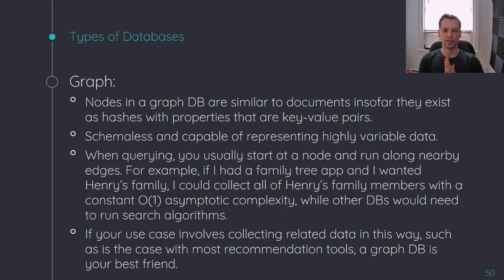So nodes on a graph database are similar to documents insofar as they exist as hashes with properties that are key value pairs. Graph databases are schemaless and capable of representing highly variable data, perhaps even more so than document databases. When querying, what you're doing is you're usually starting at a node and running along the nearby edges. For example, if I had a family tree app and I wanted Henry's family, I would collect all of Henry's family members with a constant O(1) asymptotic complexity, while other databases would need to run search algorithms.